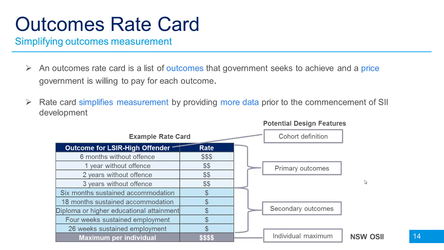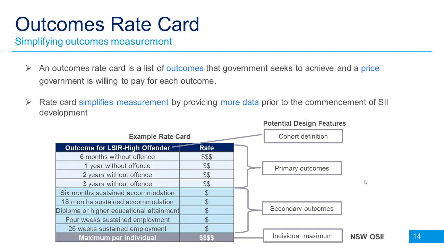The rate card simplifies measurement by providing more data prior to the commencement of a social impact investment transaction. This requires a lot more work upfront by government, but benefits all parties in the long run. The chart that we see on slide 14 is an illustrative example of a rate card for a high-risk offender and the types of payments that may be able to be attracted through a social impact investment seeking to reduce reoffending.